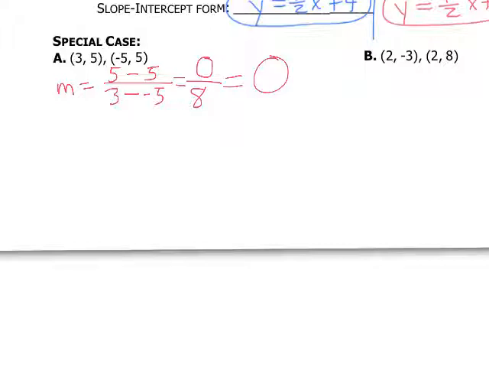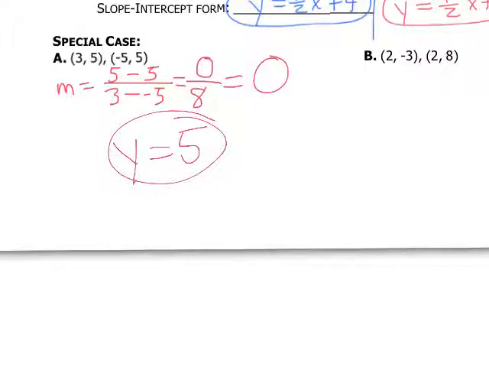From the points, what is the y value that they give you? 5, right? Here it tells you 3, 5, my y value is 5. Here it tells you negative 5, 5, my y value is 5. So my special case here is y equals 5. That's the equation.